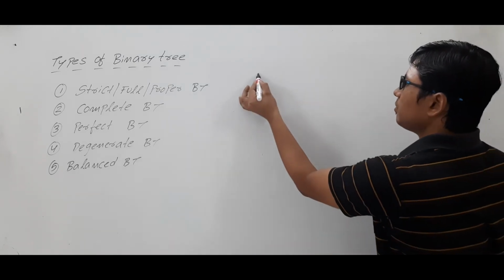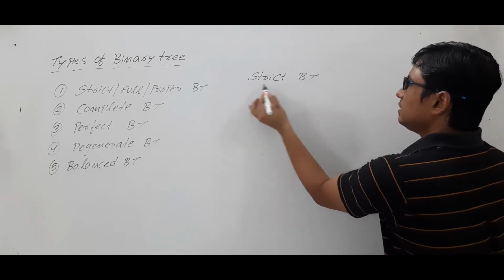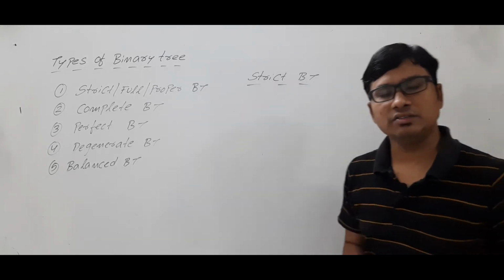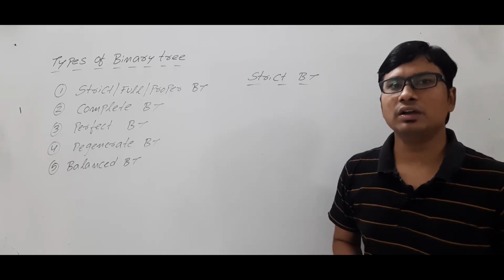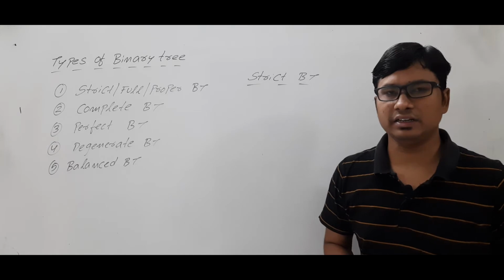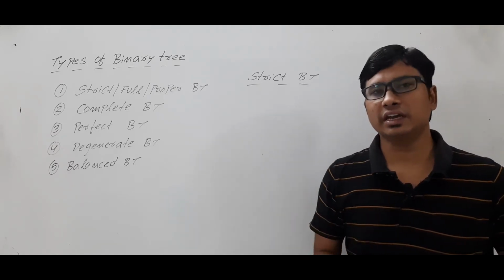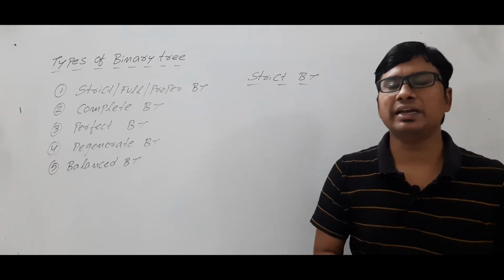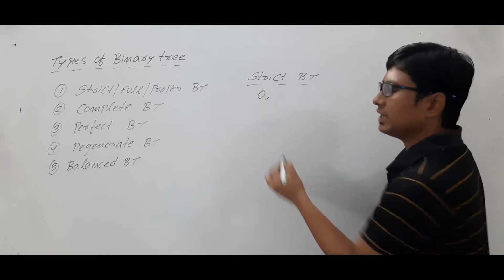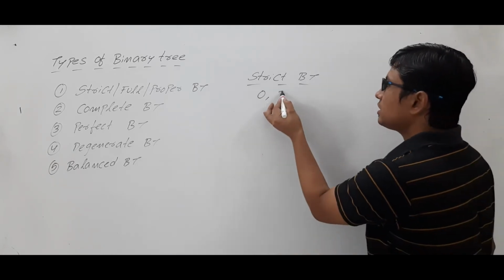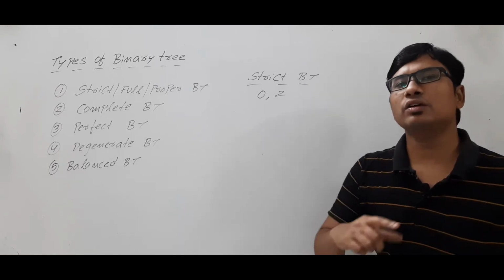First let me discuss what is a strict binary tree. Strict, or you can call it a full binary tree, or a proper binary tree. I will call a binary tree a strict binary tree when every node can have 0 children or 2 children. Such a binary tree I will call a strict binary tree. A node can have either 0 children or 2 children. What is the restriction we are keeping? A node cannot have a single child.